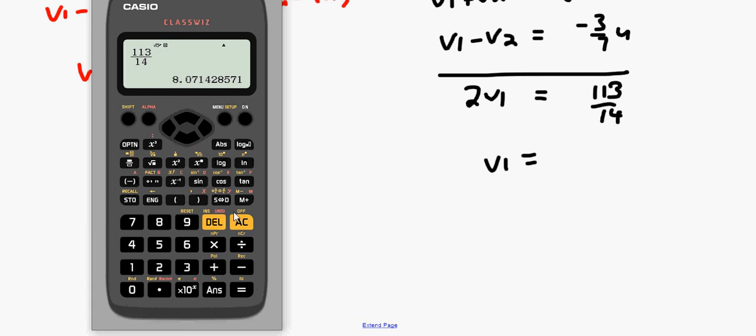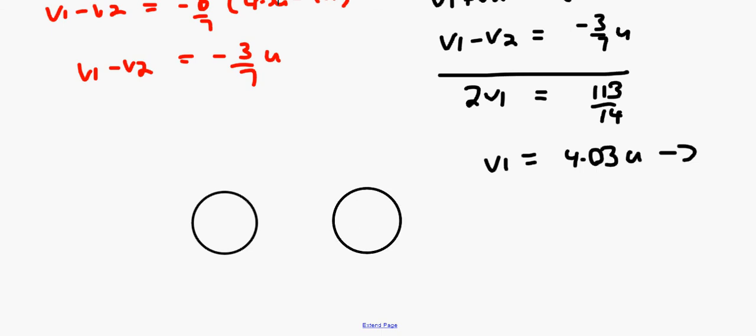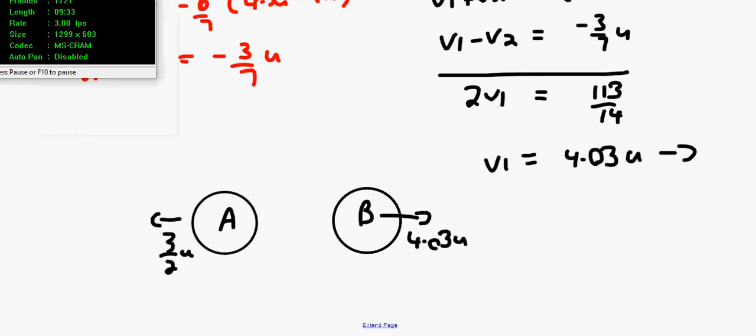I think the gist of the conversation is that it's still very much going to the right. So if you just draw a little picture at the end, maybe make this point really clear. A is going to the left at minus 3 over 2U. B is going to the right at 4.03U. There's not going to be any further collisions. That makes sense? Alright, save this now before I mess up.